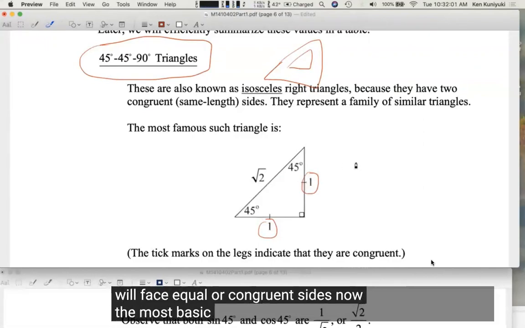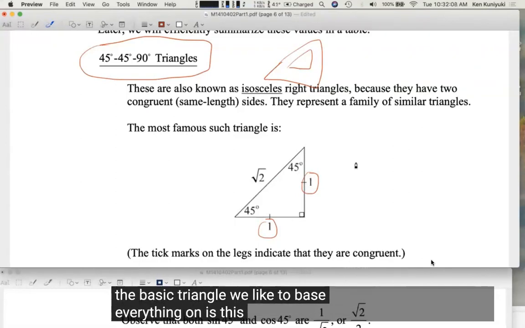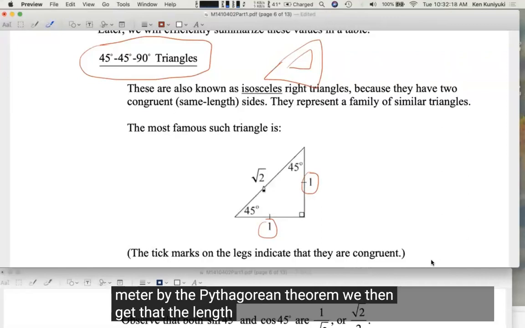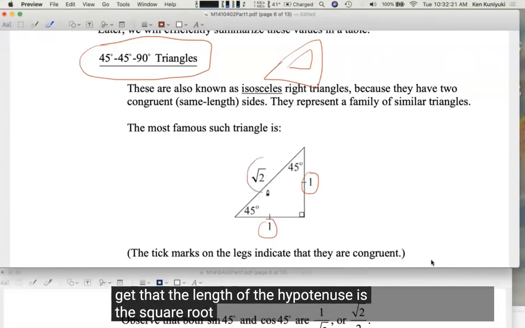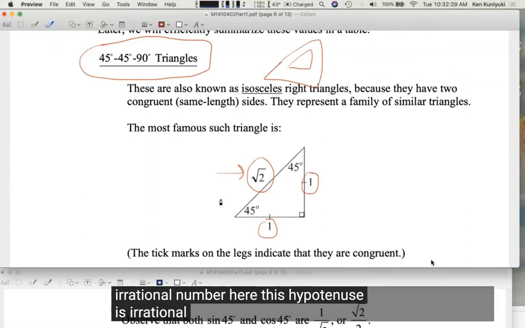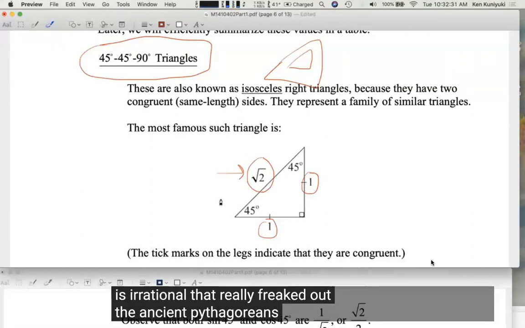Now, the most basic 45-45-90-degree triangle, the basic triangle we like to base everything on, is this one over here, where each leg length is 1 unit, say 1 meter. By the Pythagorean theorem, we then get that the length of the hypotenuse is the square root of 2. By the way, the fact that the square root of 2 is an irrational number, this hypotenuse is irrational, that really freaked out the ancient Pythagoreans.